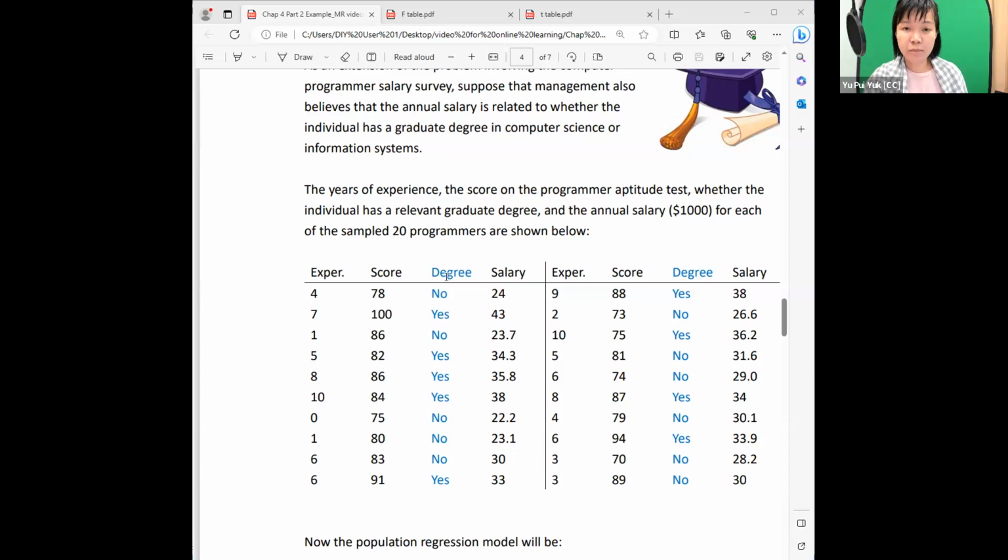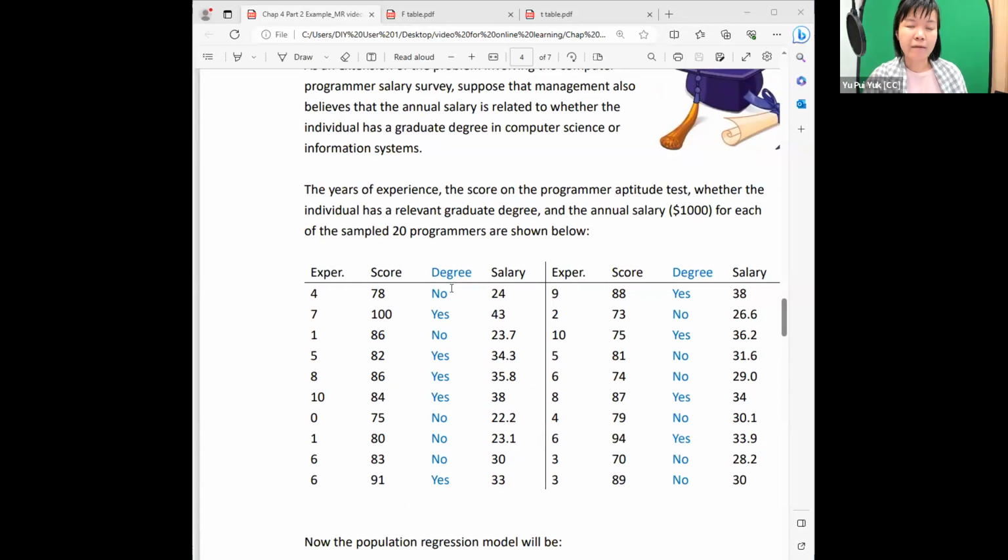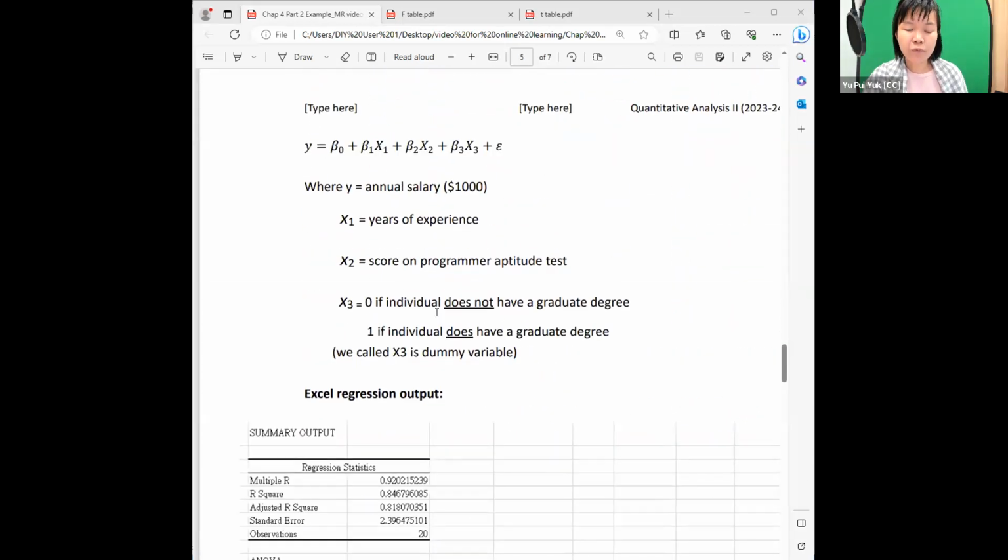In our regression model, this variable is a categorical variable, if you look at it: yes, no, yes, no. That means whether the programmer has the bachelor degree or not. No means no, and yes means he or she obtained the bachelor degree.